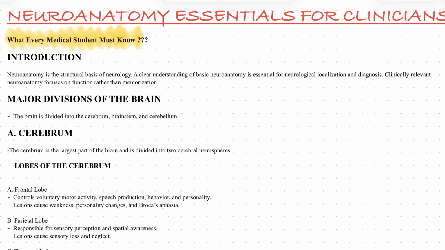So let's start. Neuroanatomy is the structural basis of neurology. A clear understanding of basic neuroanatomy is essential for neurological localization and diagnosis. Clinically relevant neuroanatomy focuses on function rather than memorization. This sentence I just copied from a textbook.